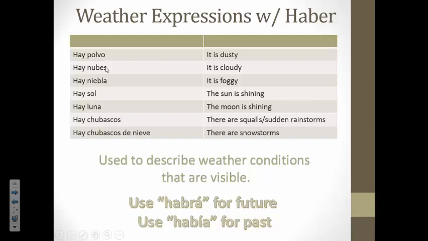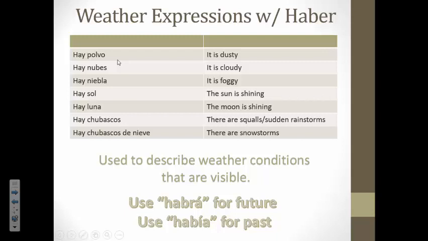You can put haber in the imperfect tense to talk about these conditions in the past. So again, you just change hay to había. So if I said, oh, it was really cloudy yesterday, había nubes. Or, ooh, it was foggy this morning, había niebla.